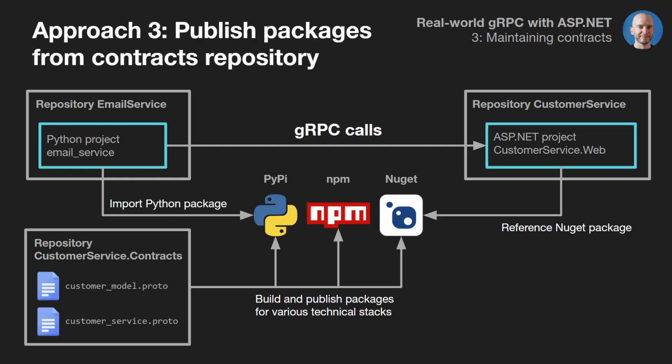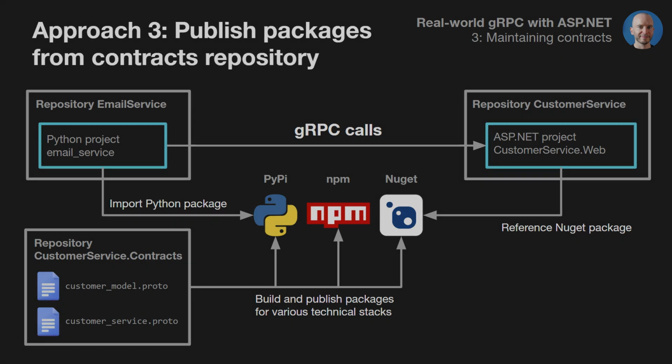up a build process to generate the client libraries for the desired technical stacks and publish them as packages with the respective package managers like NuGet for .NET, npm for JavaScript, or pip for Python. The various services can import or reference the package for their respective technical stack, thereby having access to the server and client stubs generated from the contracts without needing to have the underlying proto contract files.